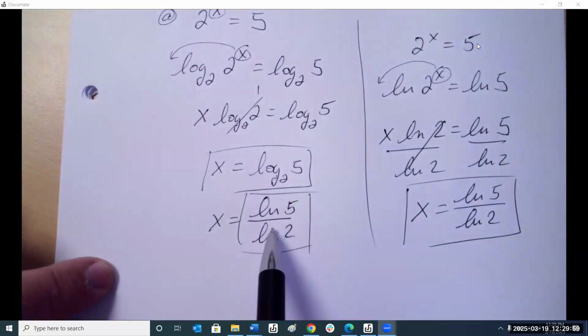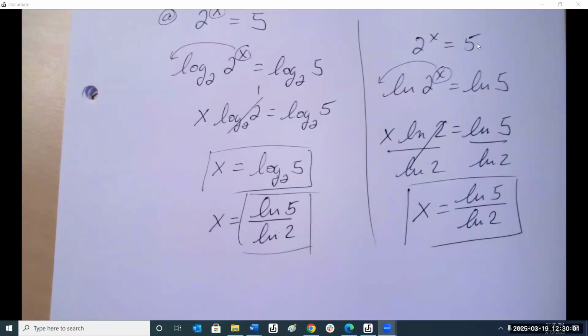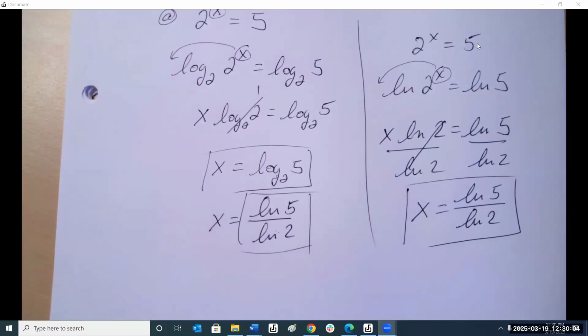You have to convert it now with the change of base, which is the whole purpose of the change of base, so you can get a final decimal answer.